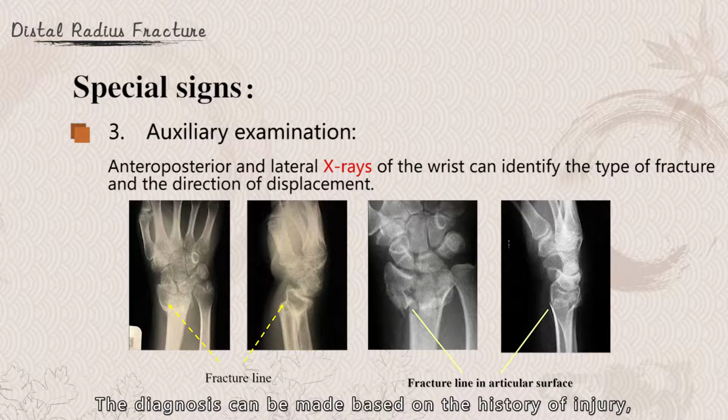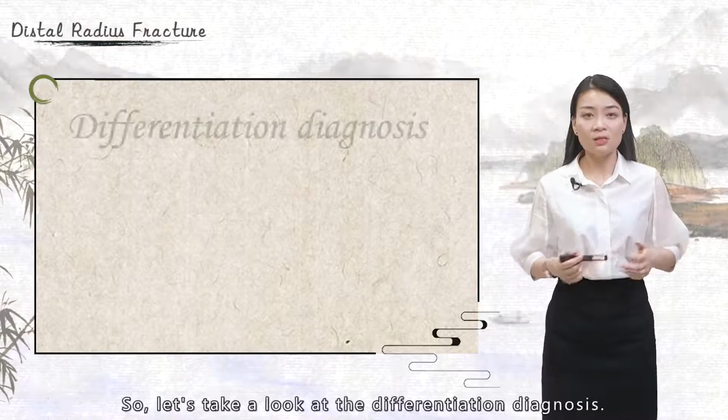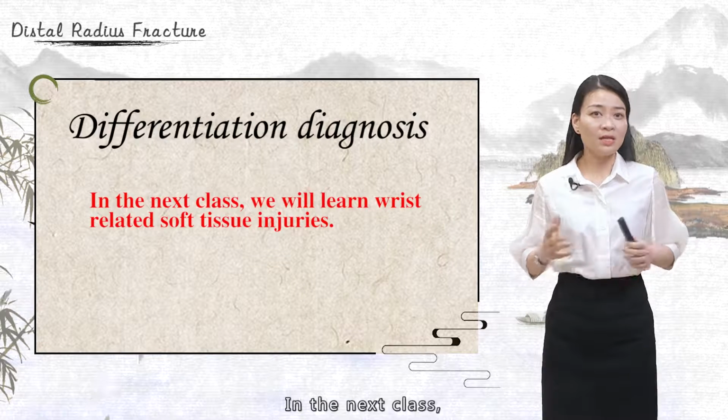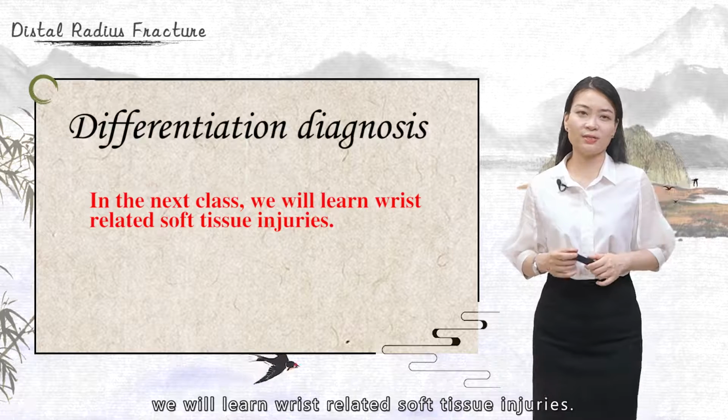The diagnosis can be made based on the history of injury, clinical presentation, and X-ray examination. So let's take a look at the differential diagnosis. In the next class, we will learn wrist-related soft tissue injuries.